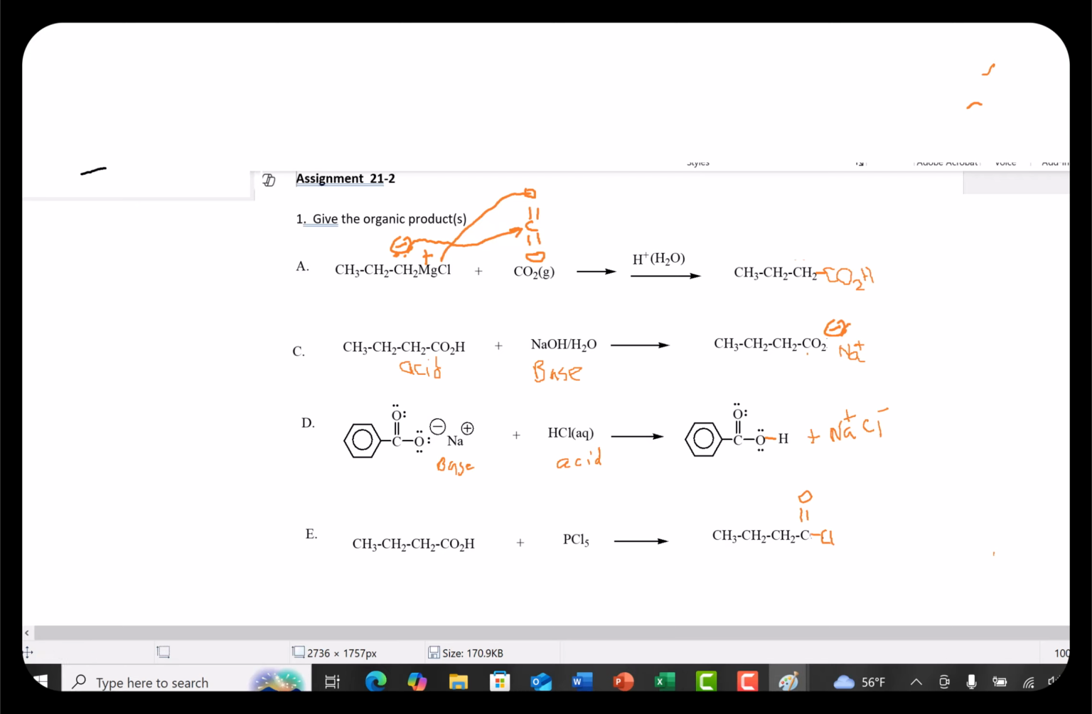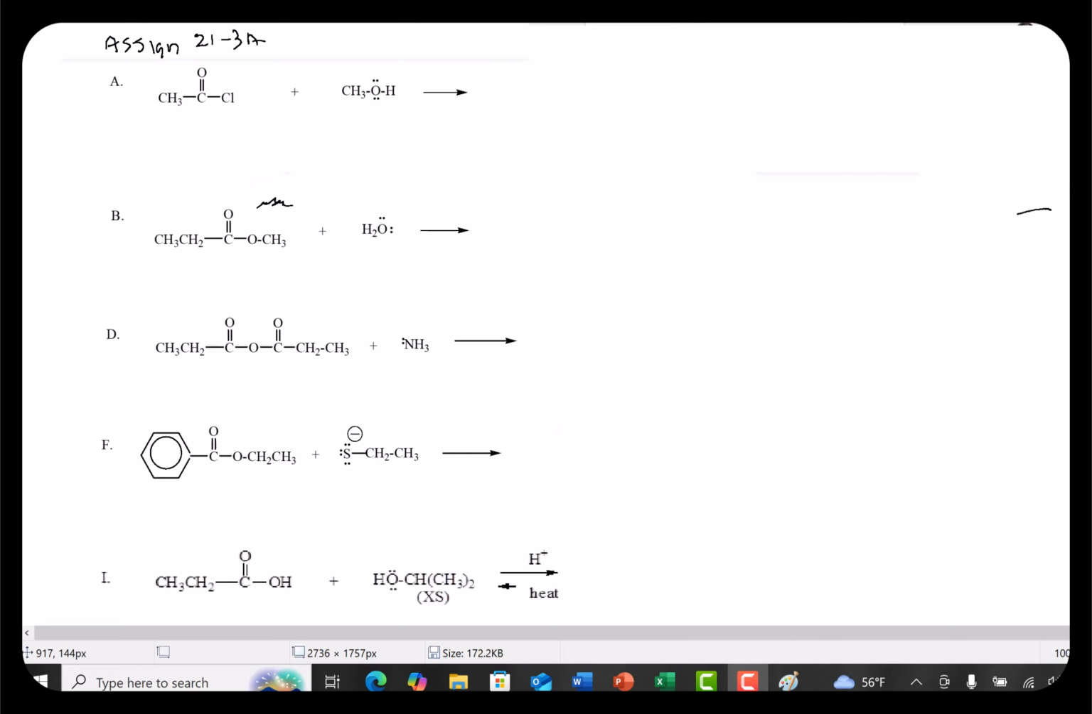If there's another problem, we'll do that, or otherwise we're going to go to the next assignment. Okay, these are questions from assignment 3A. There are two number threes, 3A and 3B. They're on the same theme. Let's take a look at these.